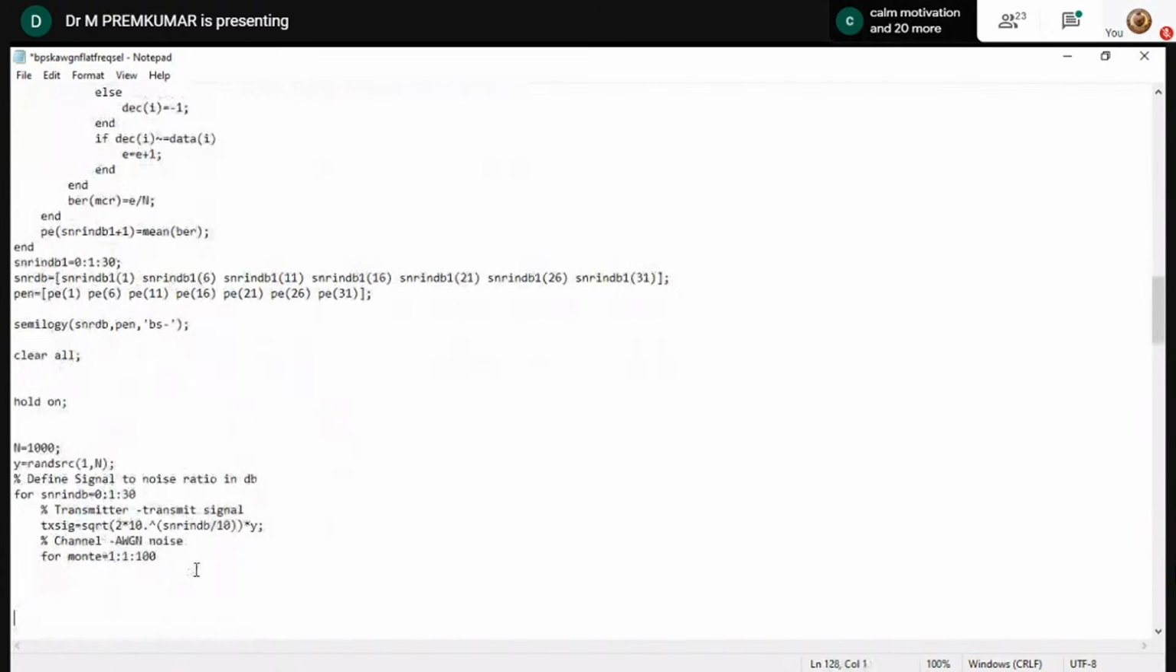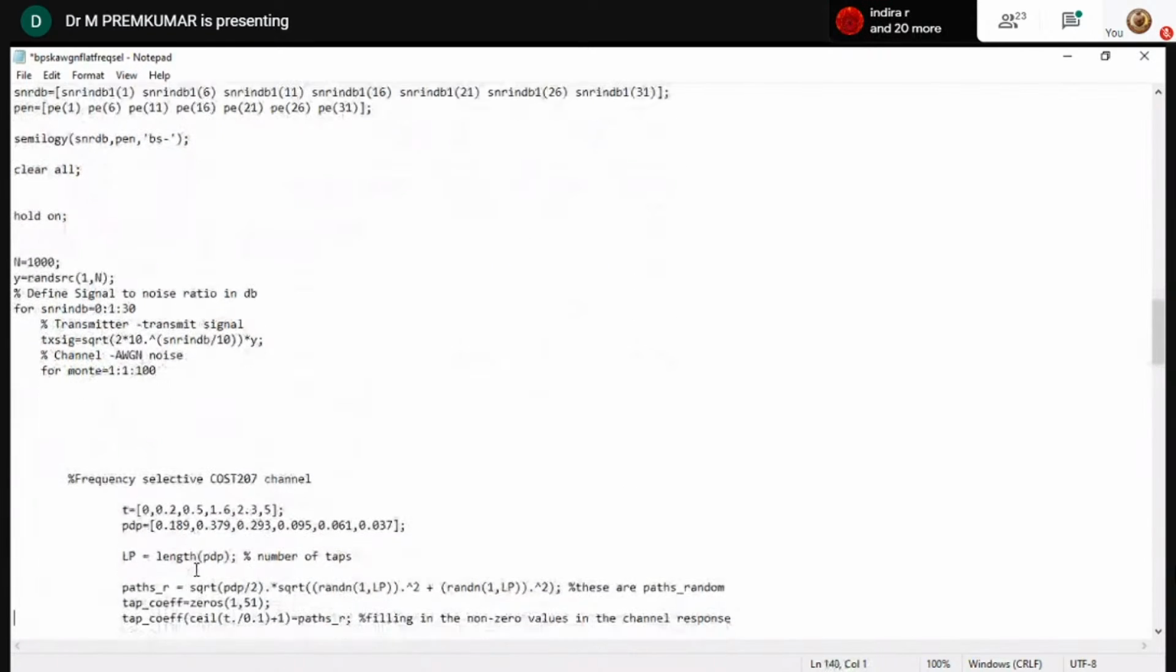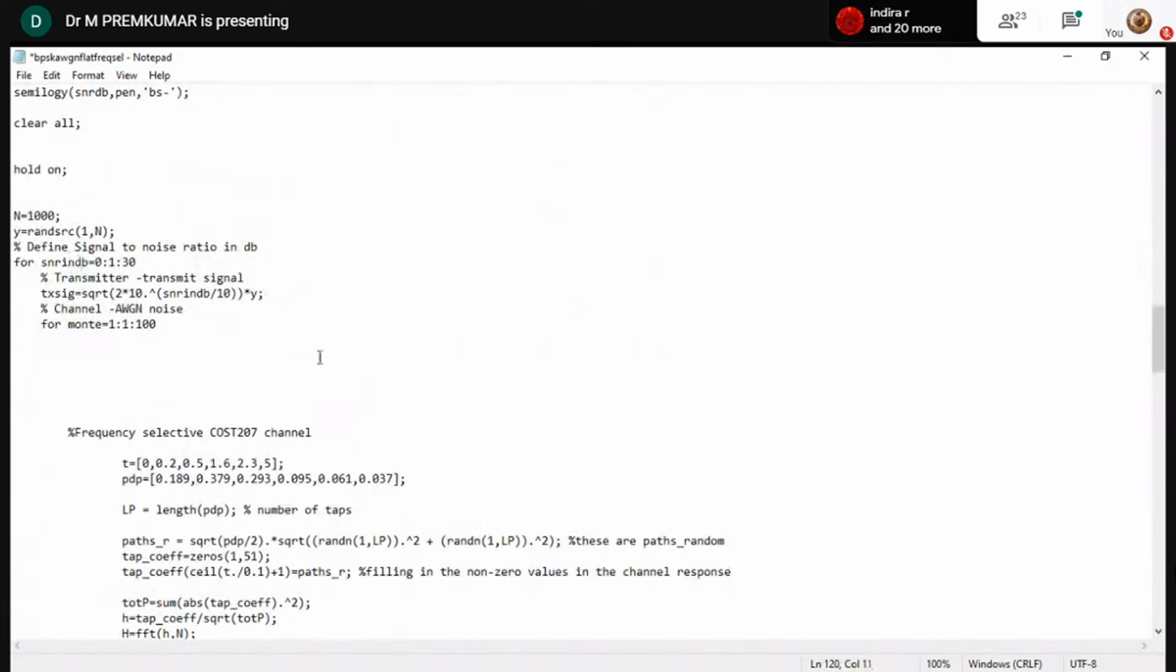Then the other possibility which I would like to let you know, the third program, is the frequency selective fading channel. You can try to obtain the bit error rate of a frequency selective fading channel for any modulation scheme. We consider the same procedure. N is 1000. We have y is equal to rand SRC. Define the signal to noise ratio. Then we define the transmitted signal. Same thing, it is not at all difficult.